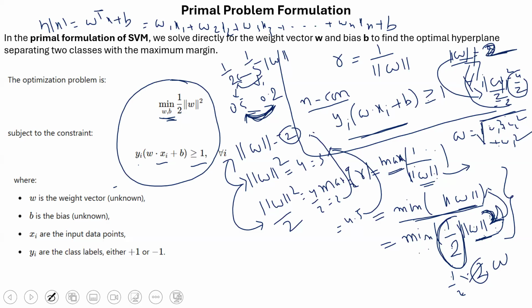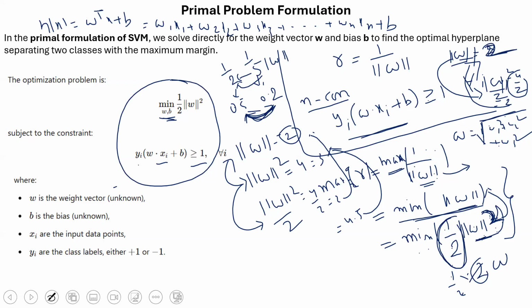There will be two forms. One is the primal form and the other is the dual form. The primal form is just the normal form that we derived. The dual form is what we derive from the primal form, from the primary objective of any model. We will see the dual form shortly. So this is called the primal formulation of support vector machine.